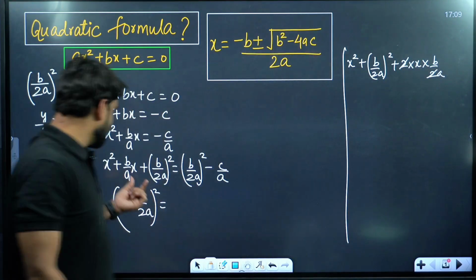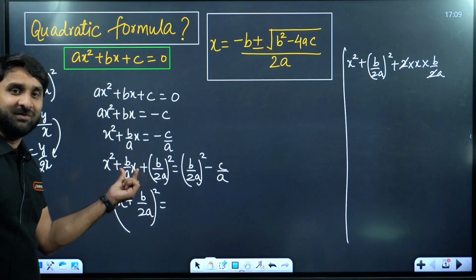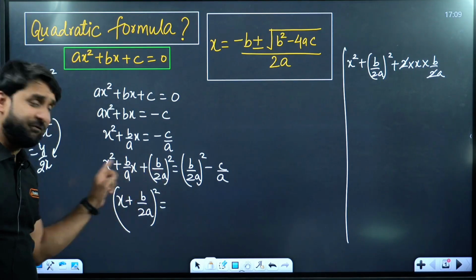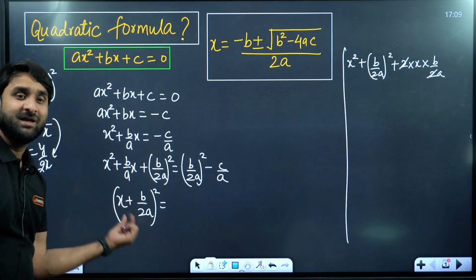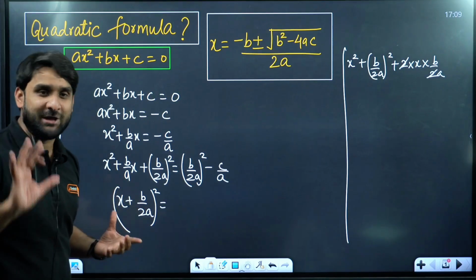Bx by a, which is equal to bx by a, the middle term. So basically this is the expanded form of (a plus b) whole square. A is x and b is b by 2a. I hope this is clear to you.